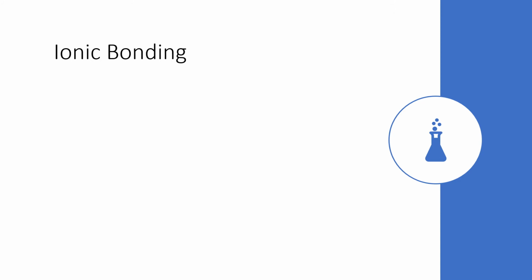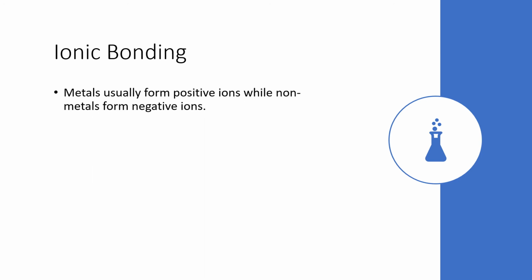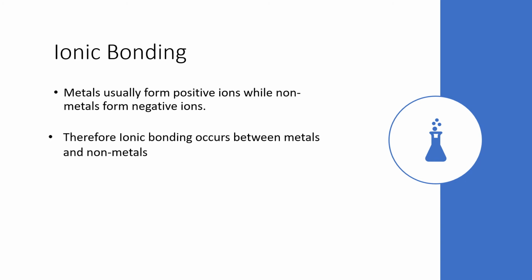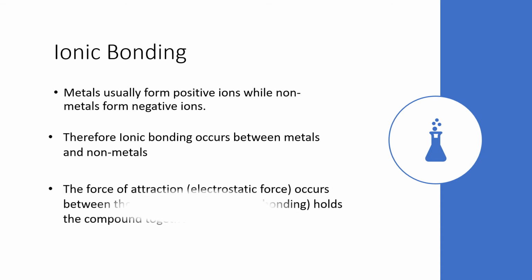On the periodic table, elements on the right side are nonmetals, while elements on the left side are metals. Metals form positive ions, while nonmetals form negative ions. Therefore, ionic bonding occurs between metals and nonmetals. The force of attraction between the oppositely charged ions holds the compound together. This is an example of an electrostatic force.